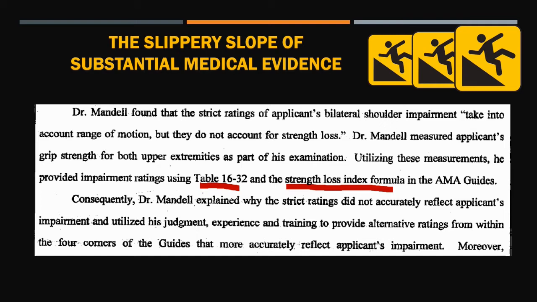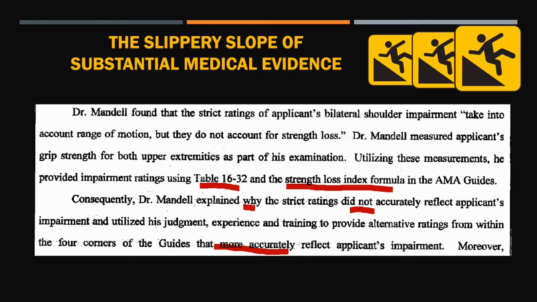Consequently, the medical evaluator explained why the strict ratings did not accurately reflect the applicant's impairment, and he utilized his judgment, his experience, and his training to provide alternative ratings from within the four corners of the guides that more accurately reflect the applicant's impairment, and he supported his alternative impairment rating with an opinion that, at least in this case, is fascinating to me, a fascinating learning principle for us all.